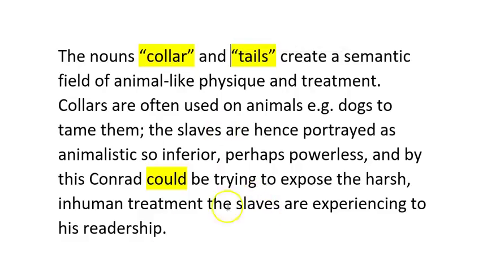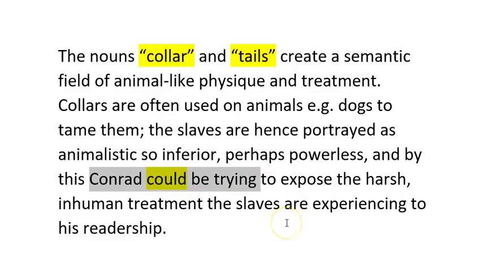Next, you want to think about the author's purpose, and the easiest way to do that is to remember a phrase like this: Conrad could be trying to, and just put the author's name in there, and then you're always writing about the author's purpose.